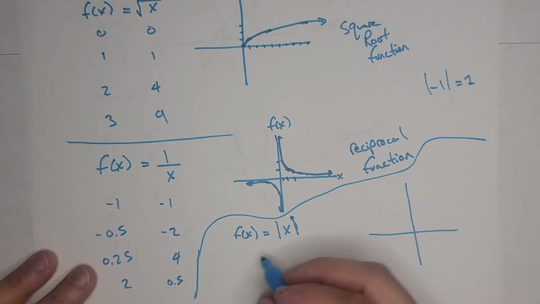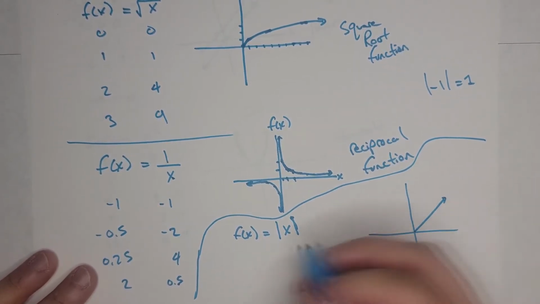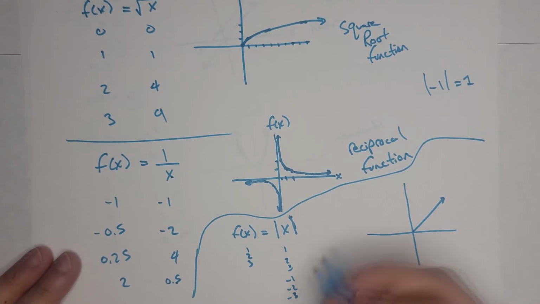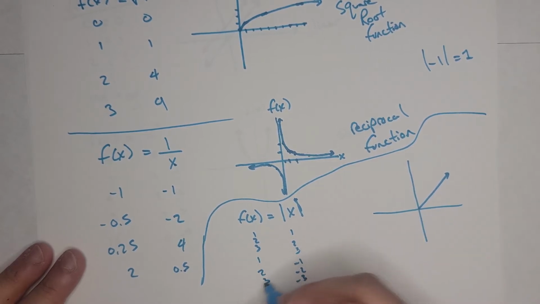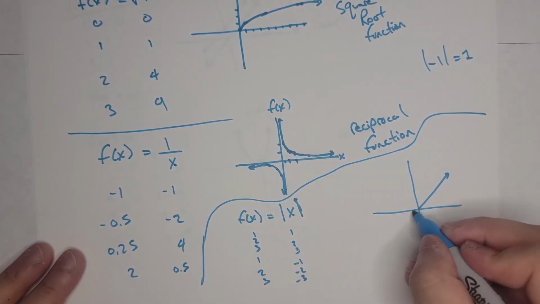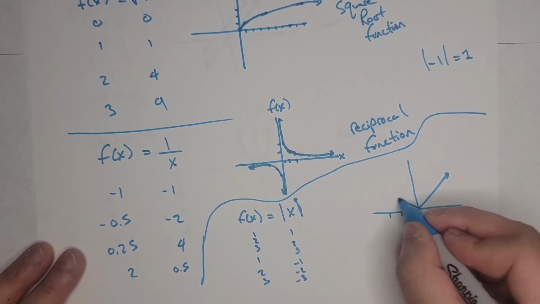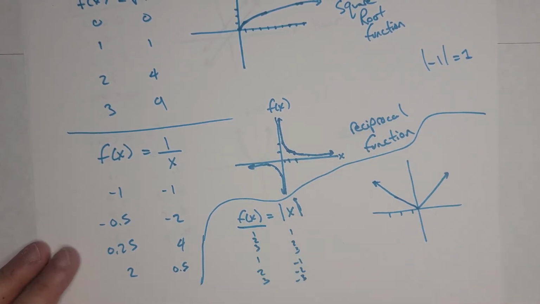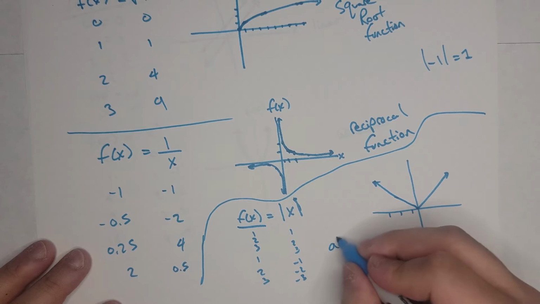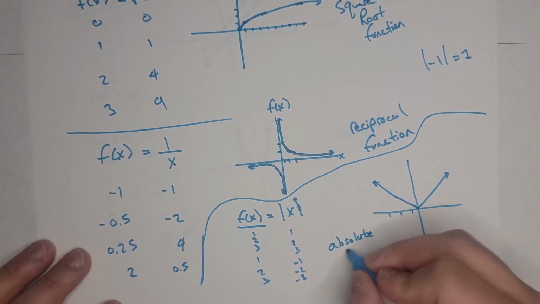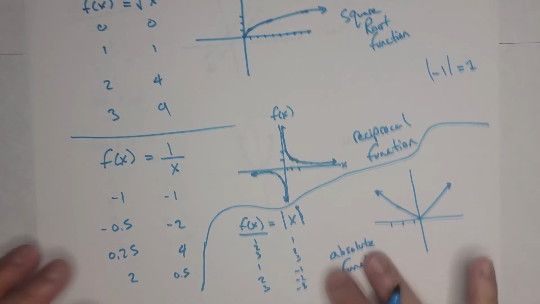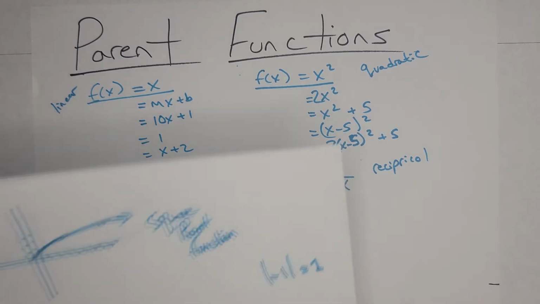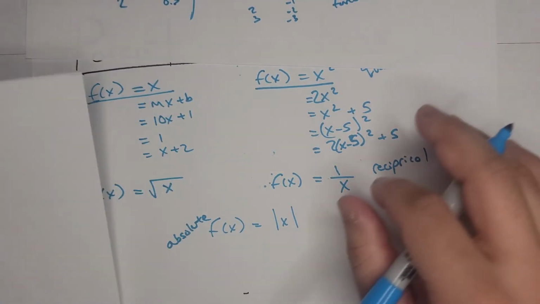But in this function, we don't. If we put 1, 2, 3, you get 1, 2, 3. But if you put negative 1, negative 2, negative 3, you still get 1, 2, 3. So at the negative x values, negative 1, 2, and 3, you're still getting positive f of x values. And this is our absolute function. So yeah, there you have it. Our five parent functions.